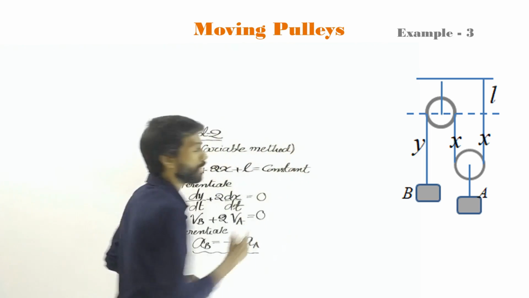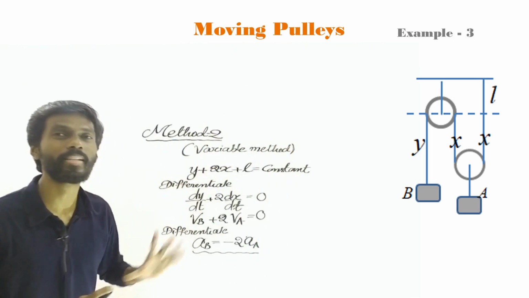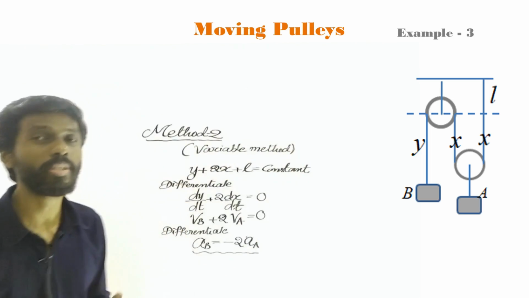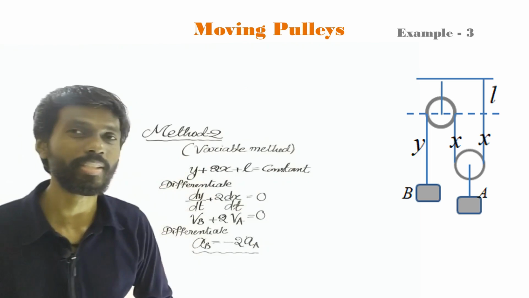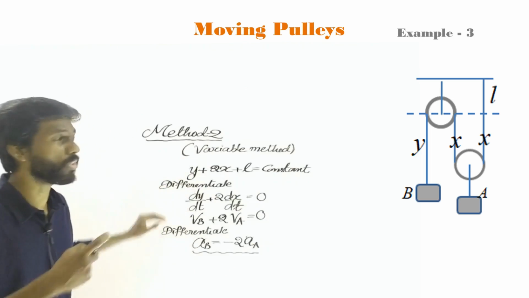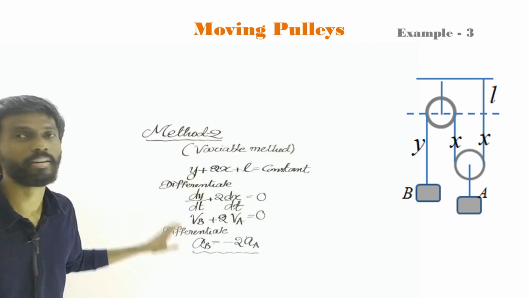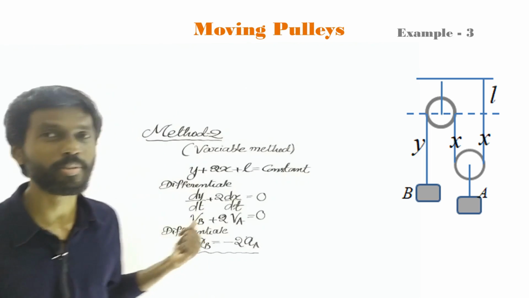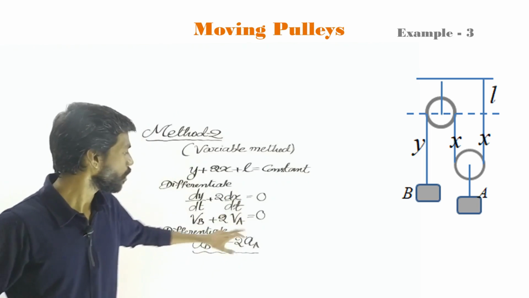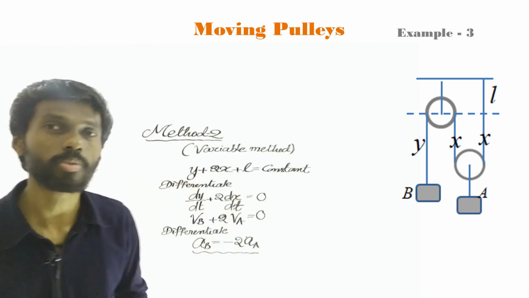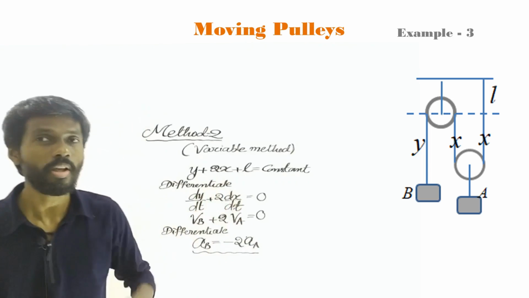Mostly we don't use this method. Just know this method, but in most of the questions we will try to use the other method, because for this method you have to do all these calculations. To avoid this, if possible, we use the other method. This method is the last resort. If nothing works, we can use this variable method. So the acceleration of the block B is twice the acceleration of A, in magnitude.